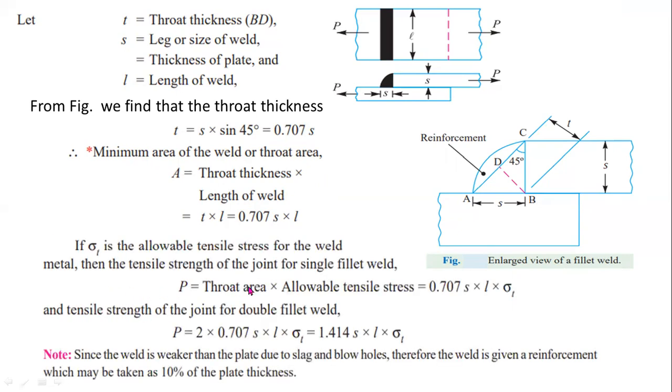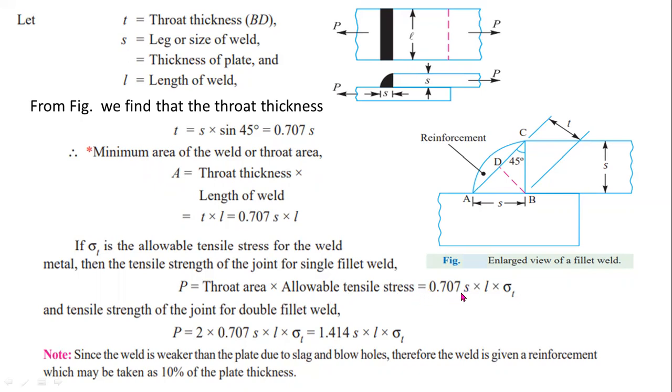The tensile strength of the joint for a single fillet weld. Here P is the tensile load acting on the plates. So the tensile strength of the joint for a single transverse fillet weld, P, equals throat area into tensile stress. Here the throat area is 0.707 into S into L, and sigma T is the tensile stress.